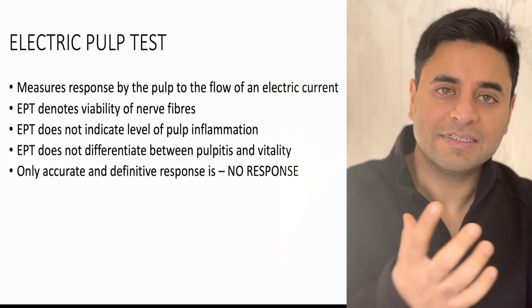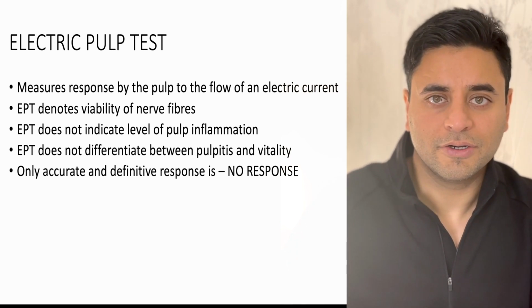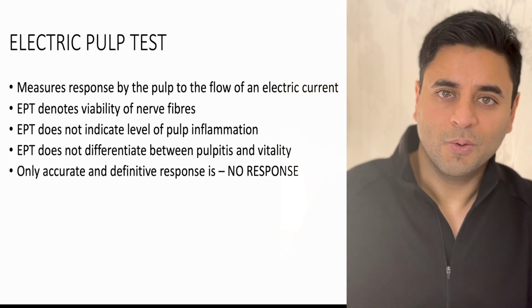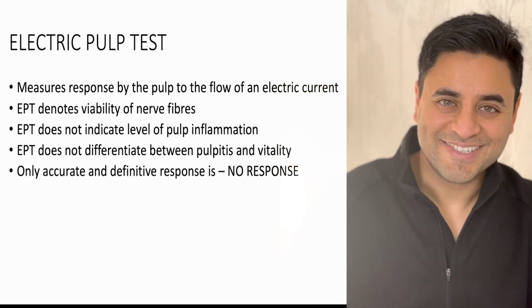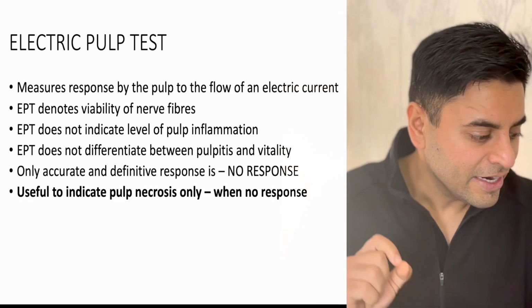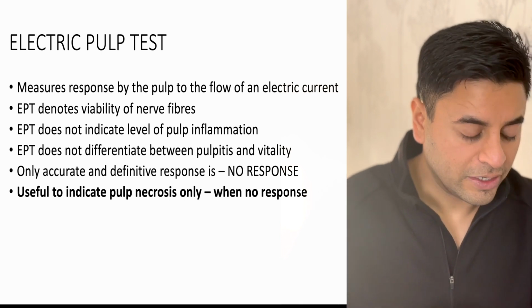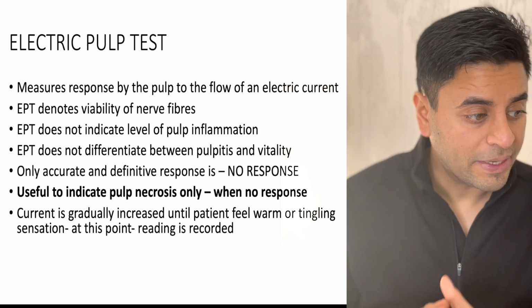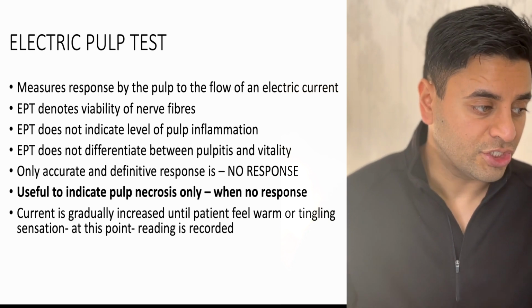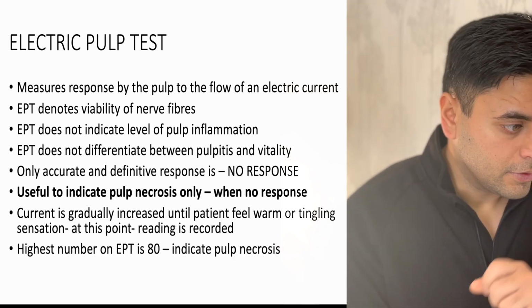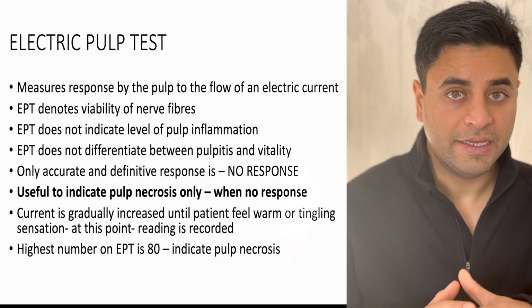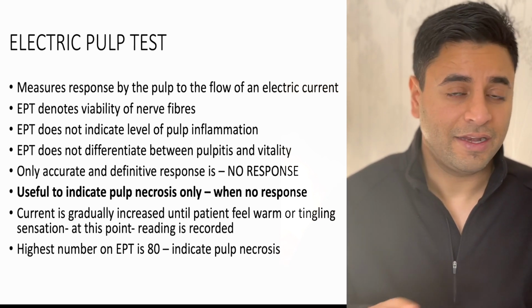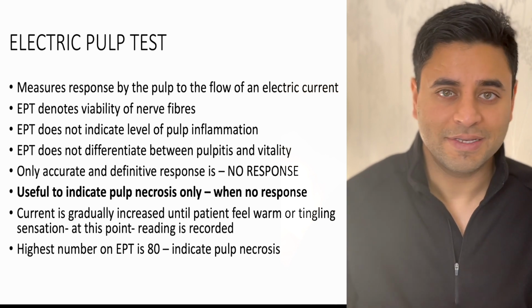That's when it's definitive that the pulp cannot pass the current through. That means the pulp is non-vital or pulp is necrosed. No response is the only true response. It is useful to indicate pulp necrosis only when no response. The current is gradually increased until the patient feels warm or tingling sensation. At this point, a reading is recorded. The highest number on the EPT is 80, which indicates pulp necrosis. From 1 to 79, it all means one thing, that the pulp is vital.